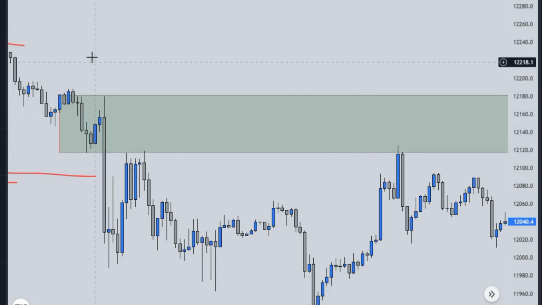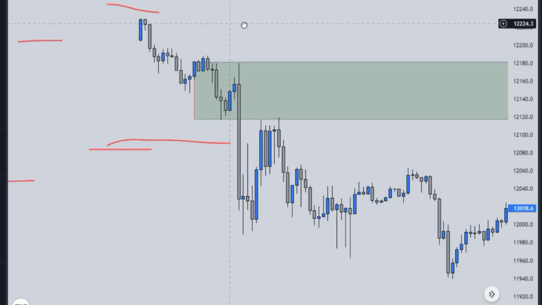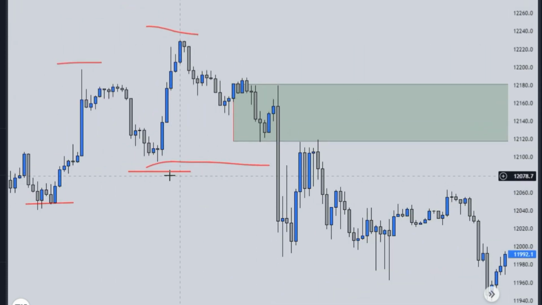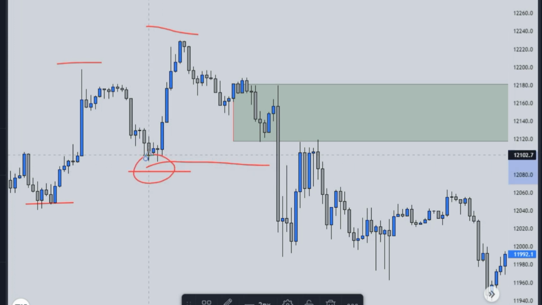If we move to the left a little bit, the point where we broke our structure is basically at this level over here, right? Remember, we marked it with the red line. This is the point where we broke our structure, and the candle that broke that structure is this huge bearish candle over here.